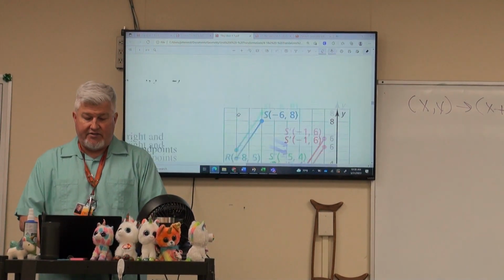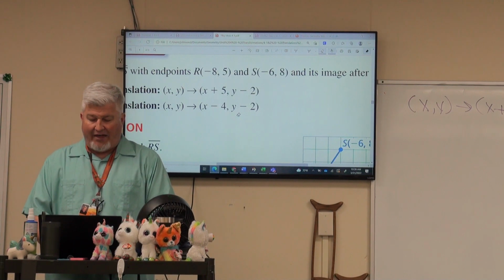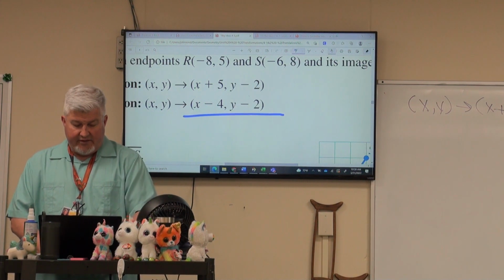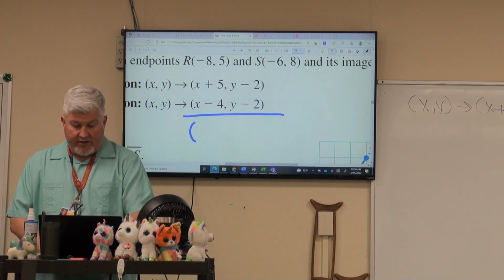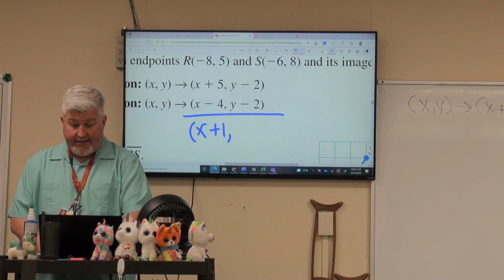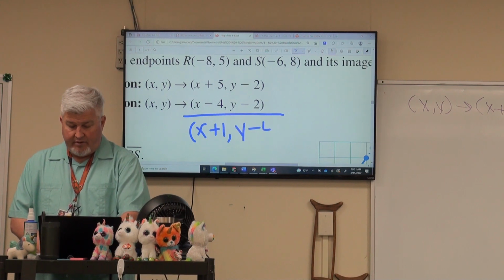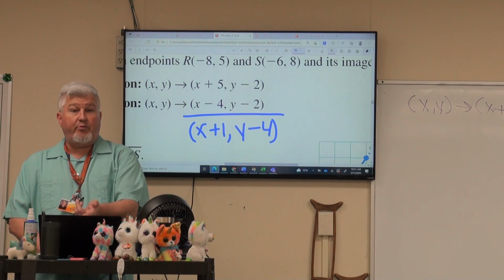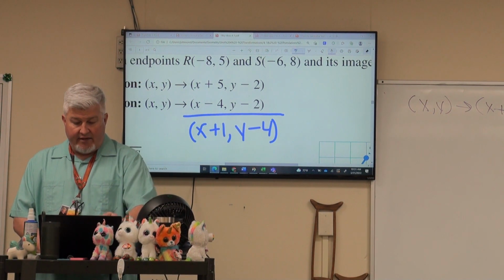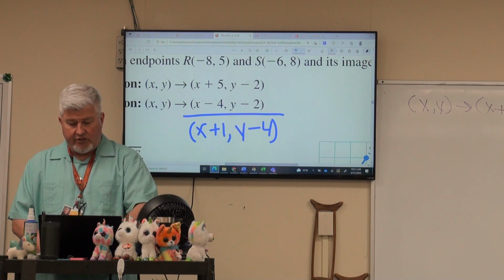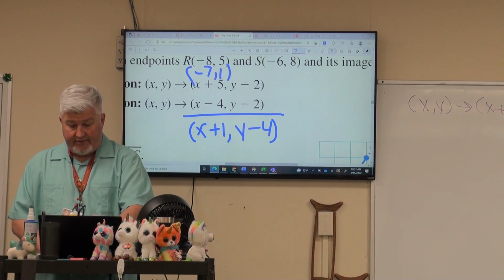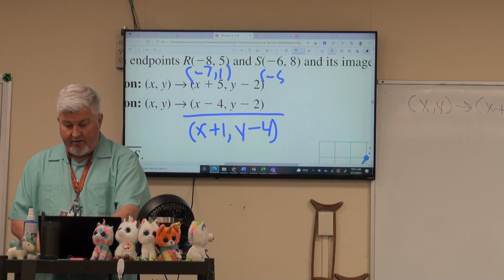Now, something else to note is this. Let's do a little bit of math. Very challenging math. Let's add those together. What does that net mean? X plus 1 and Y minus 4. So if I go back to my 2 starting points, (-8, 5) and (-6, 8), and I apply this net result, then my final translation coordinates should be (-7, 1) and (-5, 4).